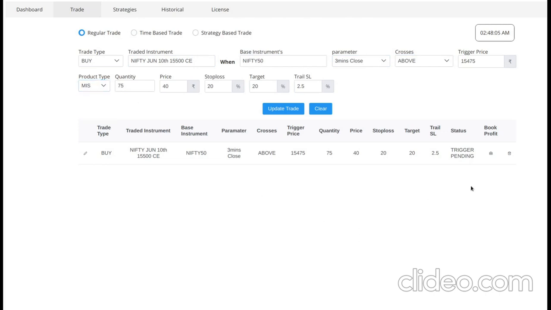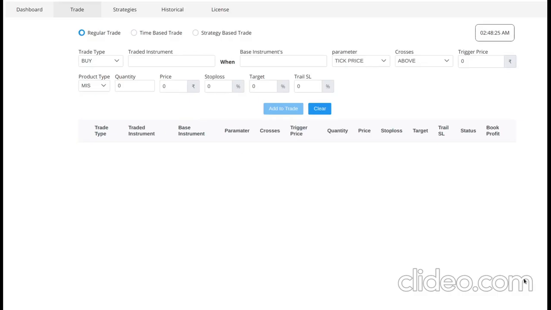And at some point of time, you thought, okay, you don't want to take this trade. Either you can say that, okay, I will book the profit. You press the book profit, then the trade is no more handled by the software. Or you can say that, okay, I will delete the trade. So you can say delete the trade.